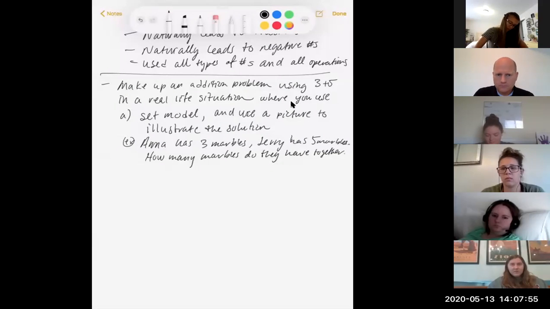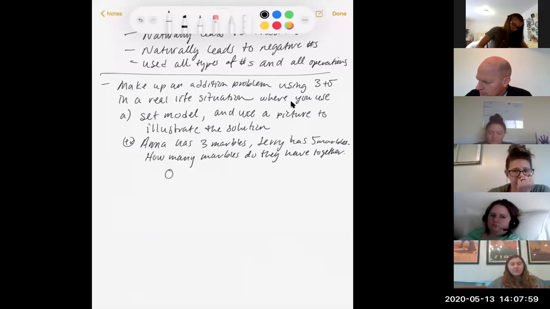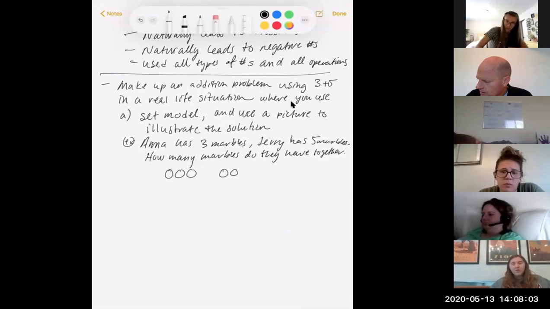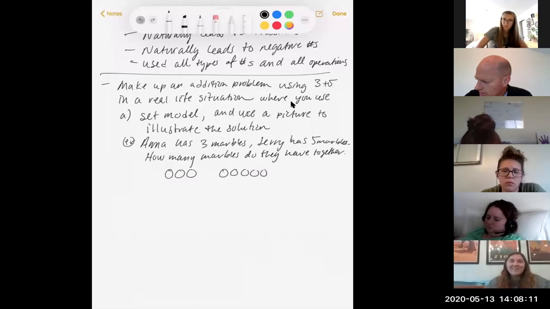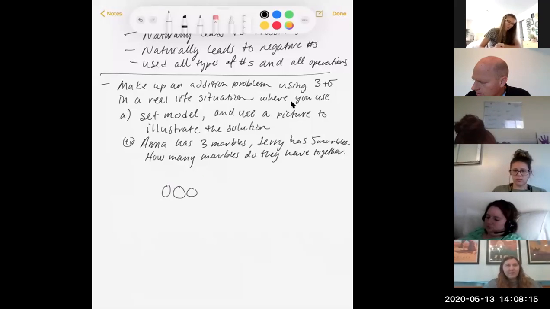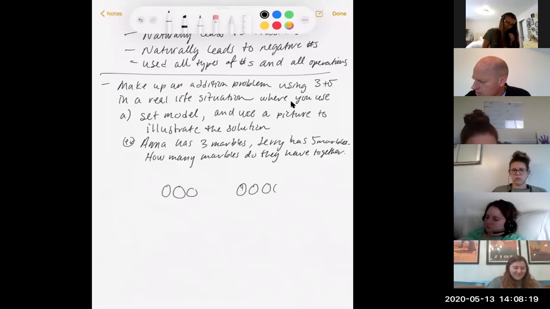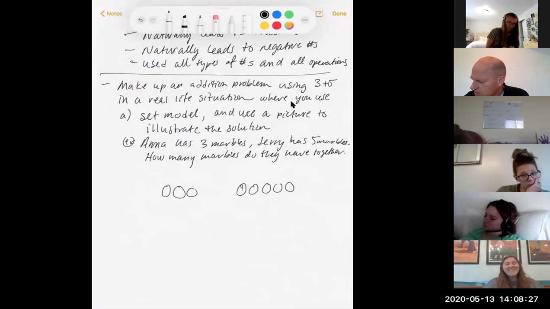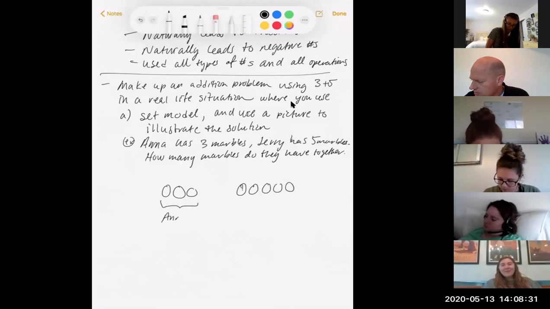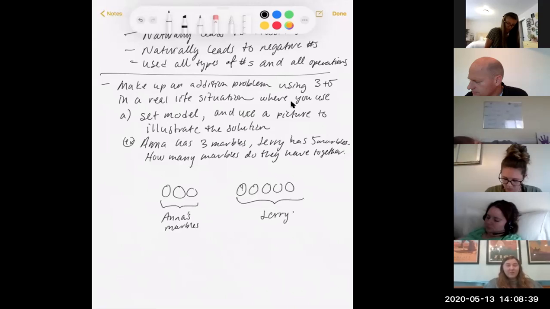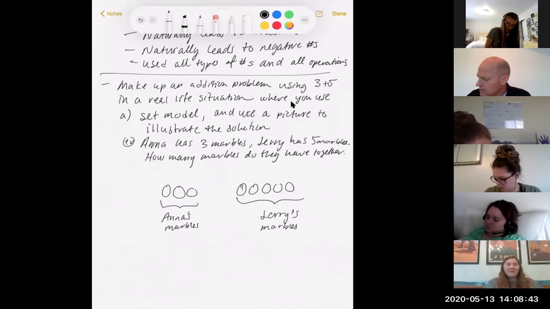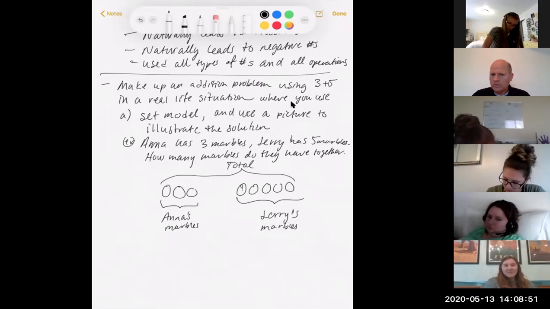Okay, so that's what we have there. We can draw a picture, 3 marbles for Anna, and 5 marbles for Jerry. You need to label these right here. I'm going to back that up a little bit and give us more room here. When we do our illustration, we can do some labeling to help clarify things. So these ones right here are Anna's marbles, and this one right here is Jerry's marbles. And we want all of them together. We can use these braces, and we put the total. The total will show them all together.